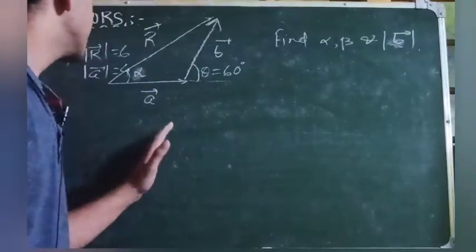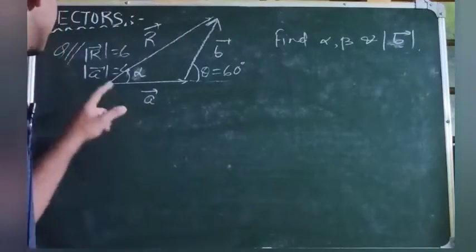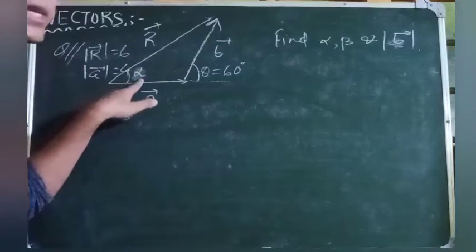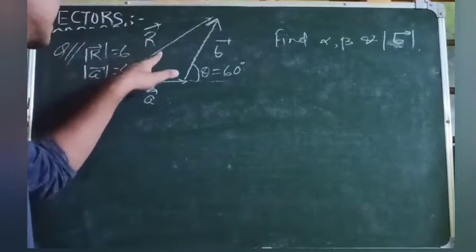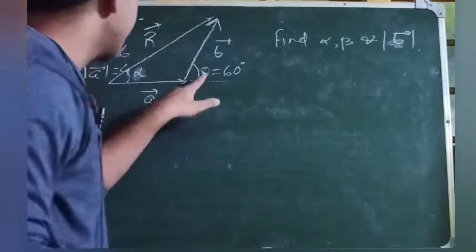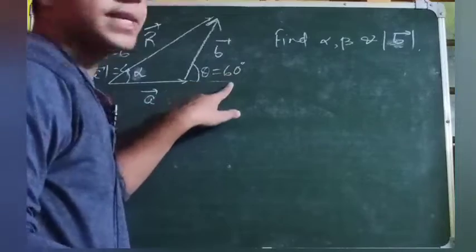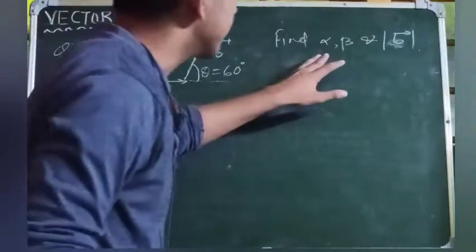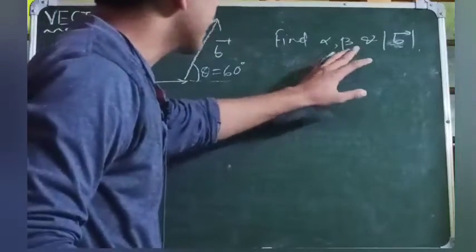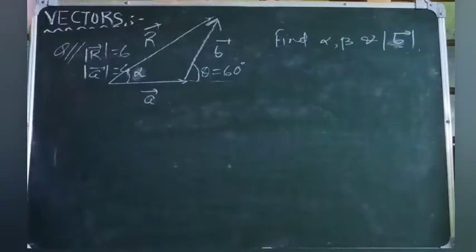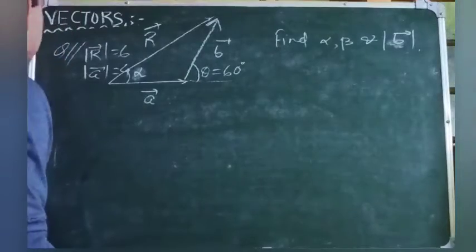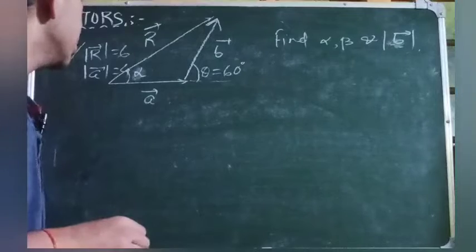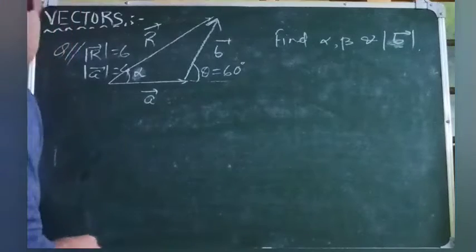Now, in this question, we are given that mod of R vector is 6, mod of A vector is 4. This angle is alpha, that is the angle which the resultant makes with A vector, and the angle between the two vectors A vector and B vector is 60 degrees, that is theta, and this is B vector. We are required to find alpha, beta and the magnitude of B vector. So let's start solving. We can solve this problem easily using the law of sines. It is the sine rule which we have studied just now.